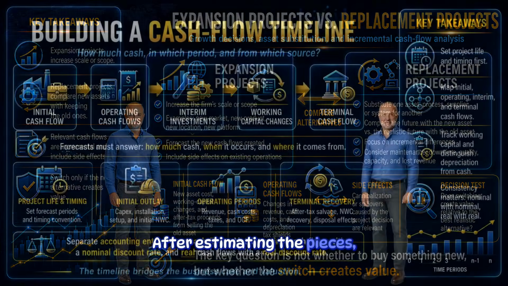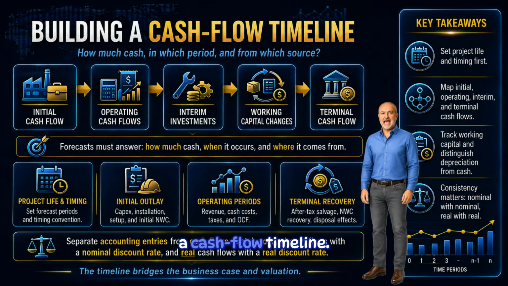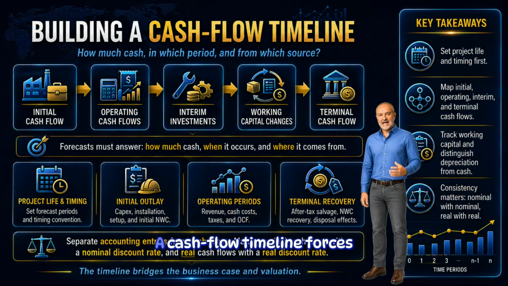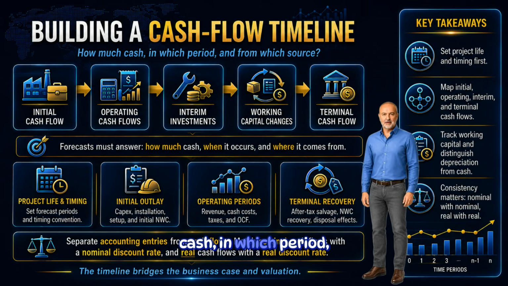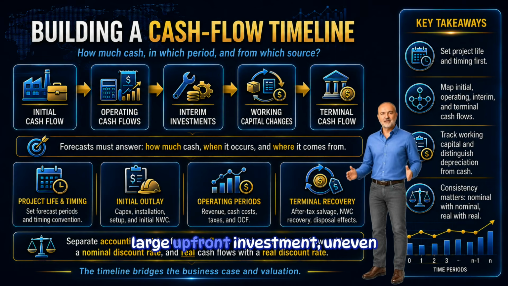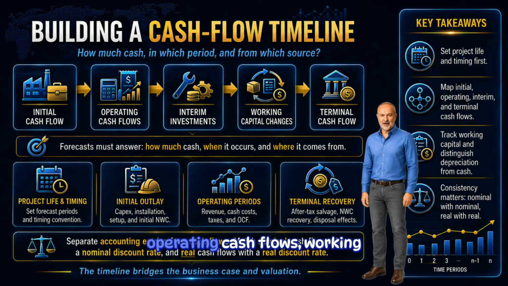After estimating the pieces, we need to build a cash flow timeline. A cash flow timeline forces the forecast to answer three questions: how much cash, in which period, and from which source. This is especially useful when a project has large upfront investment, uneven operating cash flows, working capital changes, interim capital expenditures, and terminal recovery.